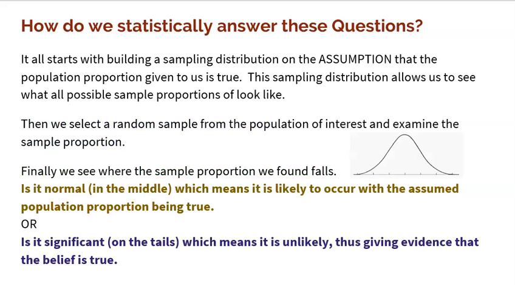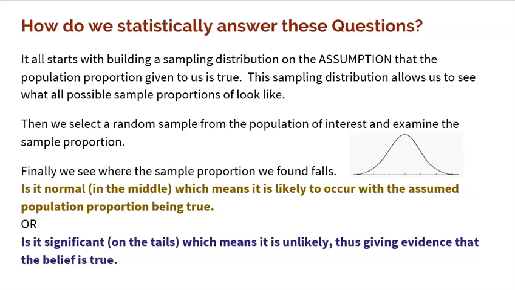All right, so how do we statistically answer these questions? This is me giving you an overall idea. All the pieces and parts will be explored in the next couple of videos. It all starts with building a sampling distribution on the assumption that the population proportion given to us is true. Again, if the criminal who we arrested says he's innocent, we have to assume that that's true. And then we look for evidence to try to prove he's wrong. Or sometimes the evidence proves he was right. So this sampling distribution allows us to see what all possible sample proportions will look like.